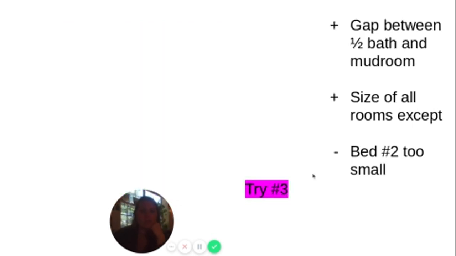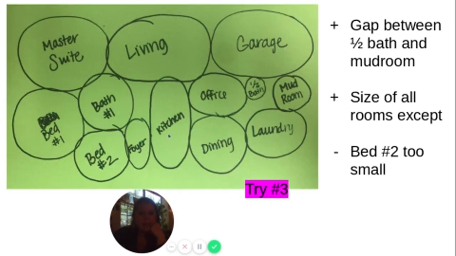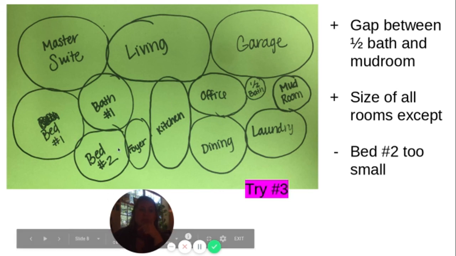I do like that. Okay, and then I had a third try where I guess I changed some of those things. So I made my foyer, kitchen, office, dining, laundry, and made myself a gap, or made a couple gaps. Living, master suite, bed, bath, bed. Okay, and I like the size of all rooms, except bed number 2 is too small. Bed 2, bed 1. Yeah, that's significantly smaller, barely smaller than bathroom number 1, so that's interesting.